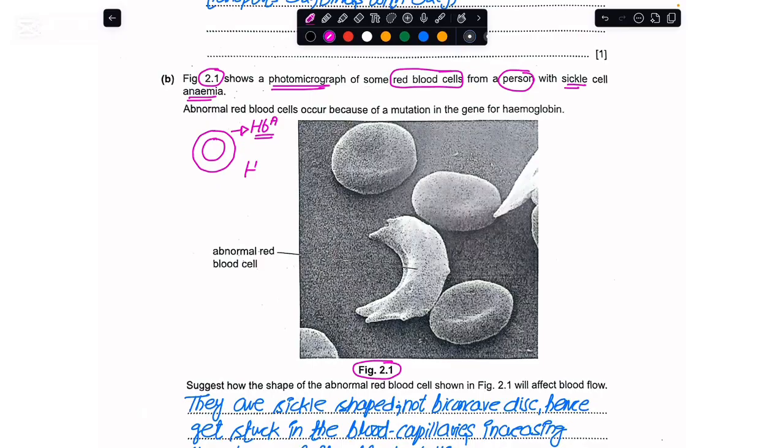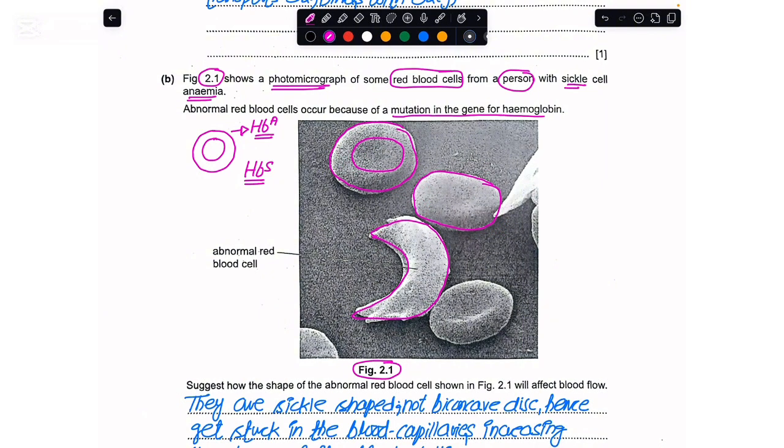But due to some mutation that the examiner is mentioning here, a mutation has occurred in the gene that determines the hemoglobin protein, so that would be HbS. And when the allele is HbS, the red blood cells look sickle shaped. So these are the abnormal red blood cells. And if the allele is HbA, the red blood cells appear as the biconcave discs that we have got here.